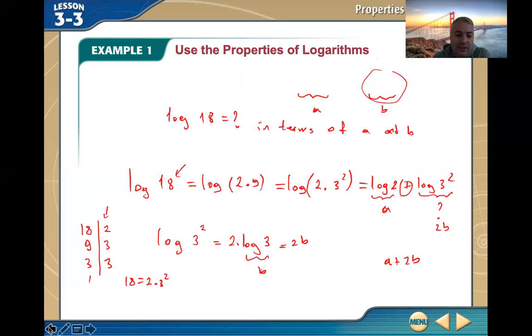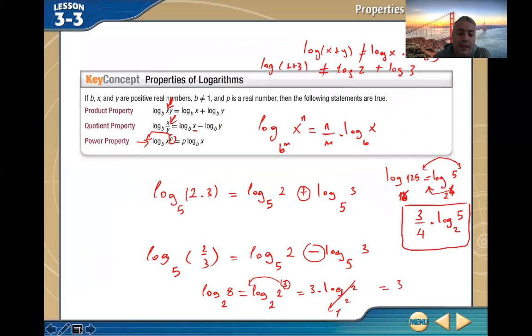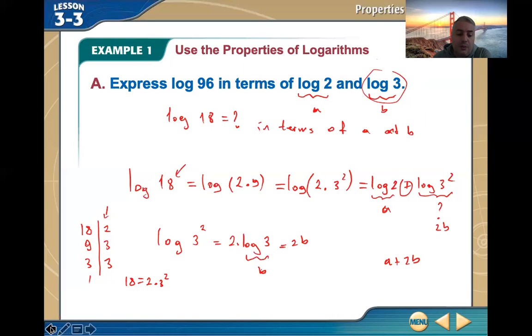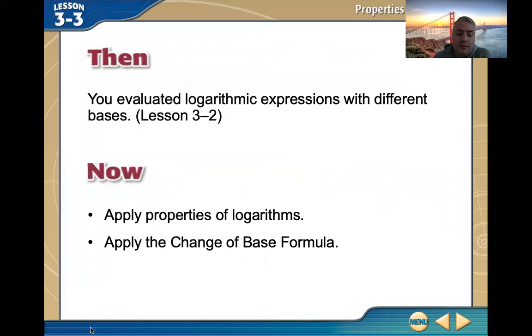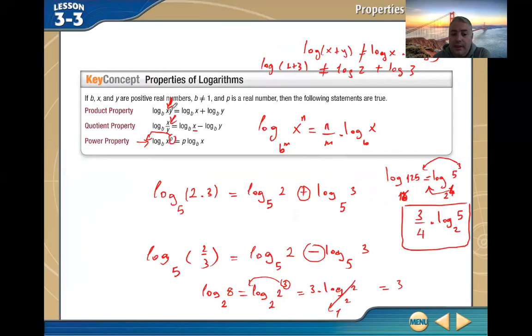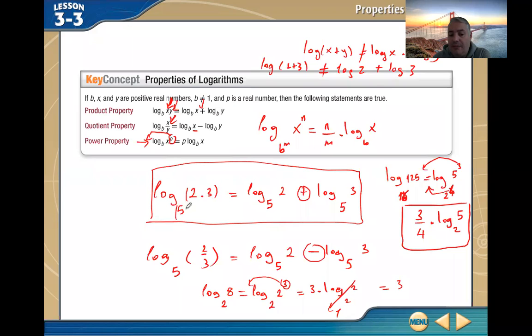Why addition? Let's go back. Here the rule: if you have a product of two things, x times y, the first one plus the second one. Even here I have explained, if you look at a product of two things, the common base is the first one and the second one, and we have plus. Okay, any question?